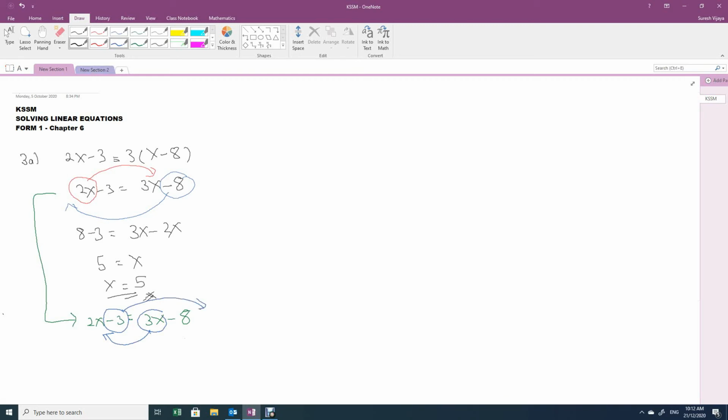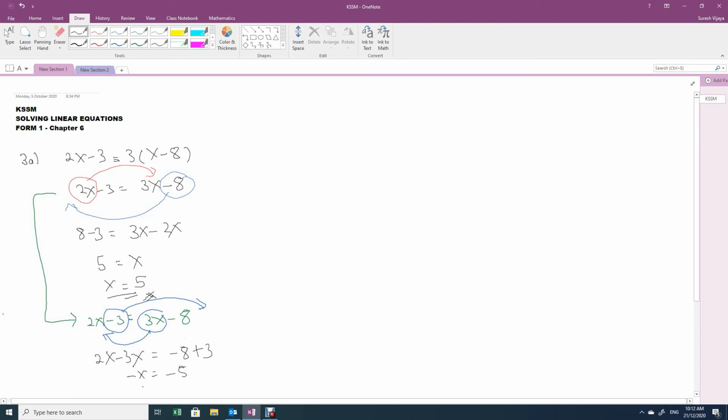Okay, so to do this, we have a 2x. So 3x, when you cross over the equal sign, it will be minus 3x, equals to negative 8. So negative 3, when you cross over the equal sign, you have plus 3. So you have minus x equals to minus 5.